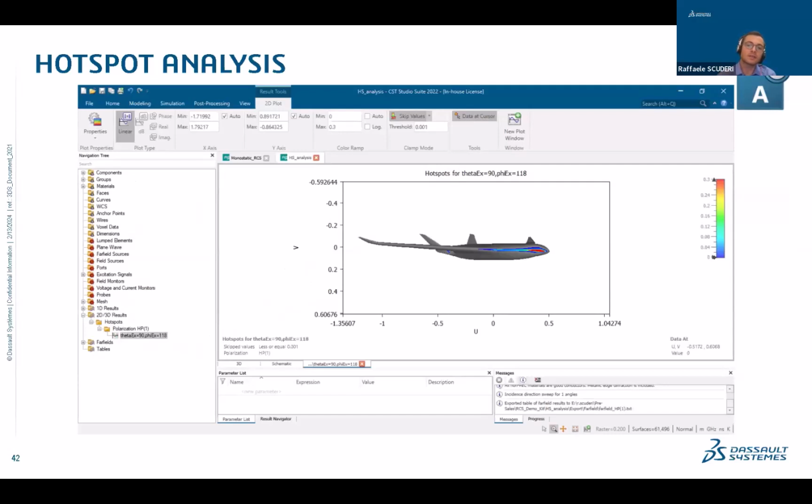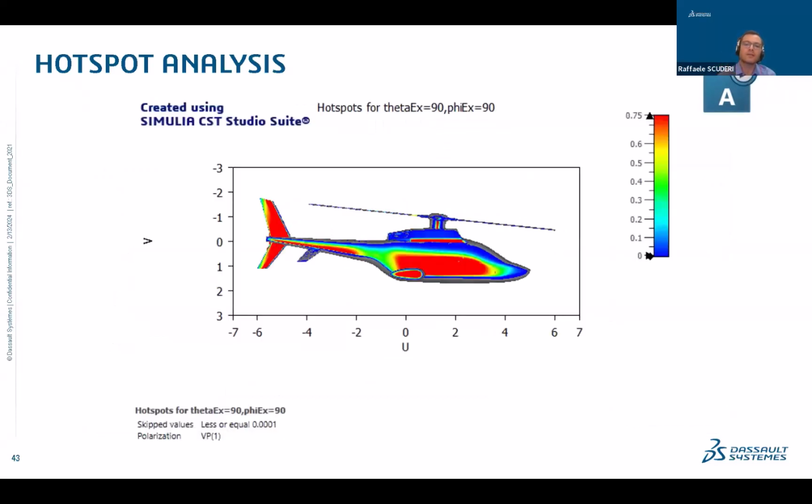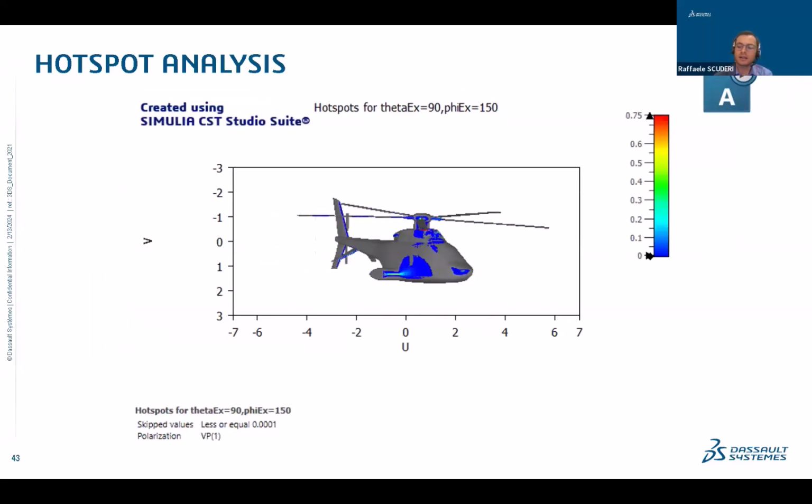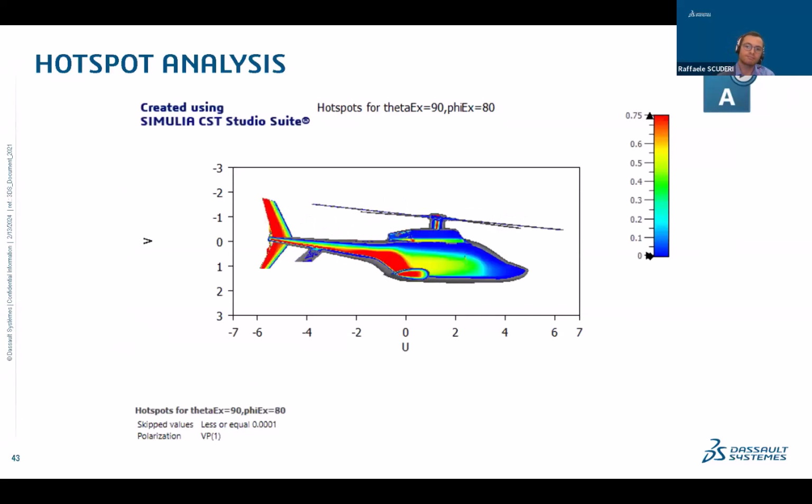And the result of the hotspot analysis, as you can see, is this qualitative plot where we can see what really are the hotspots, so the main contributors for the RCS. And this can be done for one single aspect angle or for different aspect angles, so as to have a full picture and a clear understanding of what's going on.